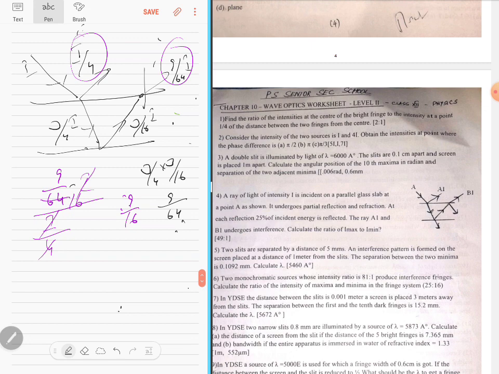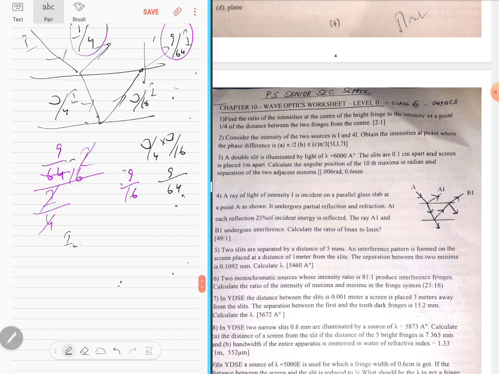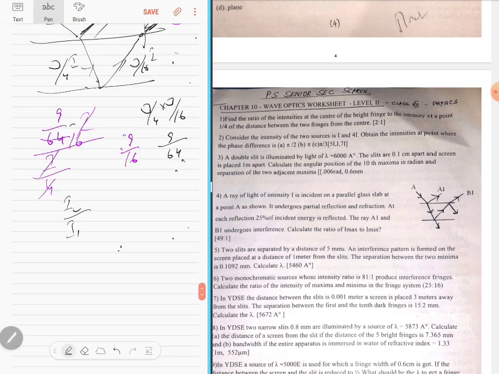So that's 9 by 16 is the answer. You can slightly fast forward and learn it. So 9 by 64 is the answer. It's the ratio of I2 by I1, that is this ray by this ray. Correct? Intensity. So calculate the ratio of I max by I minimum. So you know this is I1 by I2, what is it? 9 by 64. And I max by I minimum is also equal to B square by A square, because I2 stands for amplitude B and I1 stands for A. So therefore B by A itself is 3 by 8.